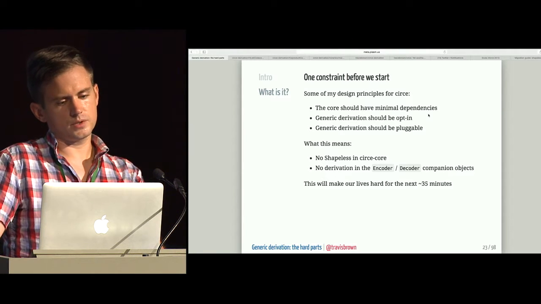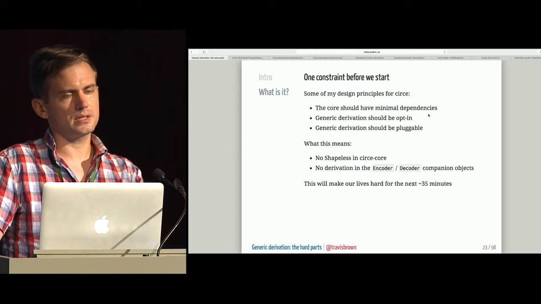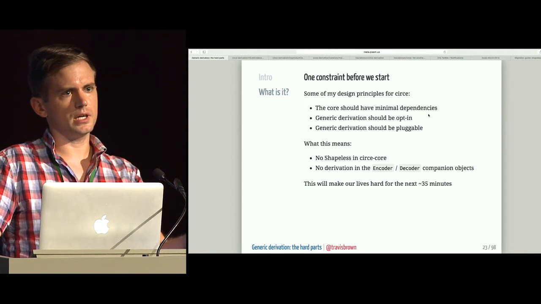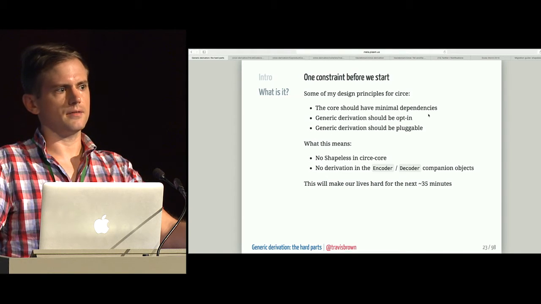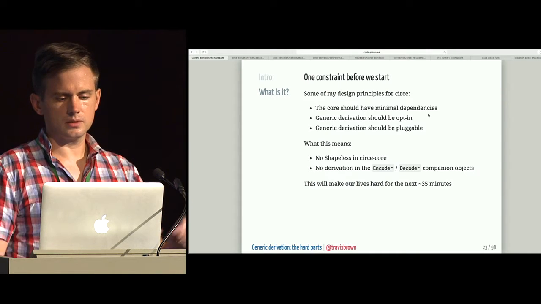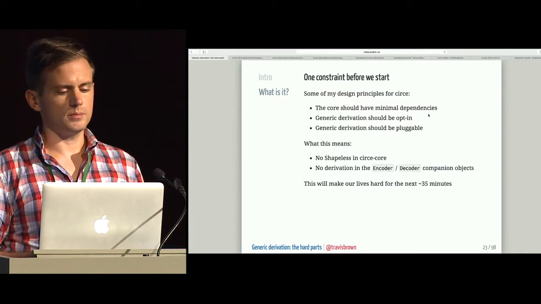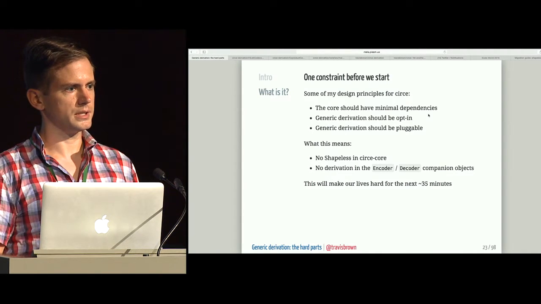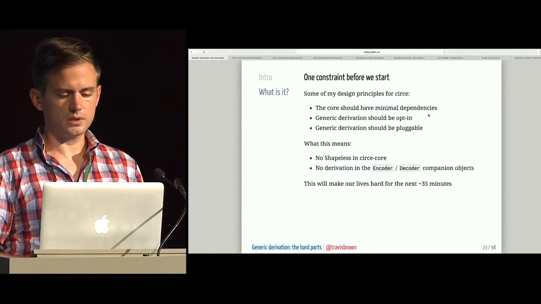One of them, I wanted to keep the core module with as few dependencies as possible. And then I also wanted, and these go hand in hand, the generic derivation to be something that users opted into. So you wouldn't just get generic instances thrown at you if you didn't want those instances. This is something that you intentionally had to bring into your code base. And then also that there could be competing implementations of generic derivation. So I would provide one in the Circe repository, but users could provide their own. They could build their own, publish them, and other people could use them.